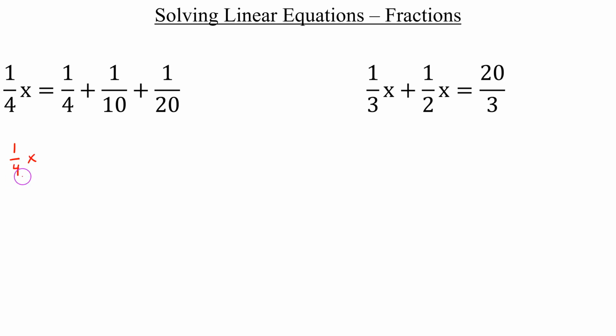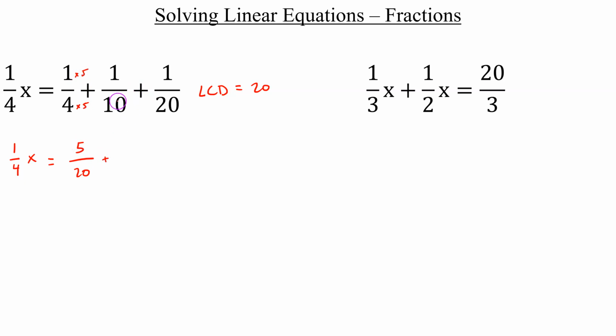But if you wanted to change the denominator to what you had on the right, you could do that as well. I see that the least common denominator for 4, 10, and 20 is going to be 20. So the fraction 1/4, if I want a 20 on the bottom, that means I had to multiply 4 by 5. So since I had to do it to the bottom, I have to do it to the top as well.